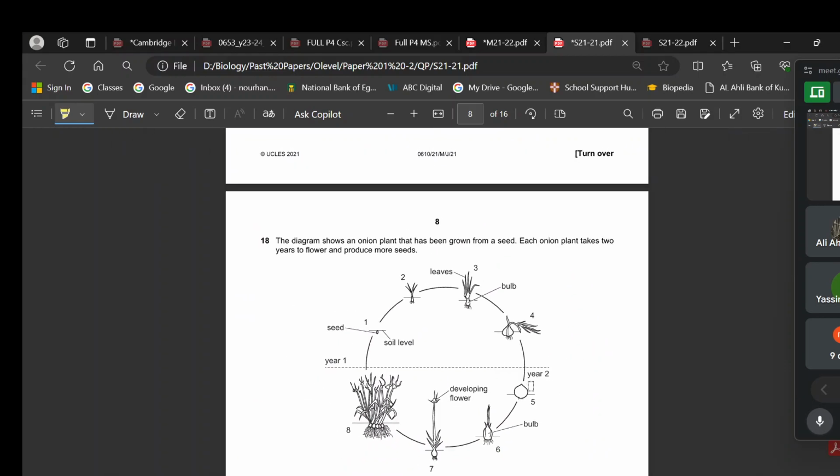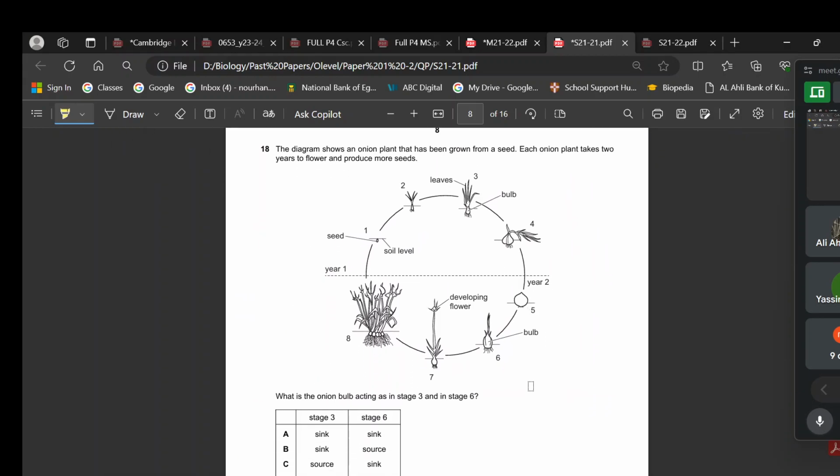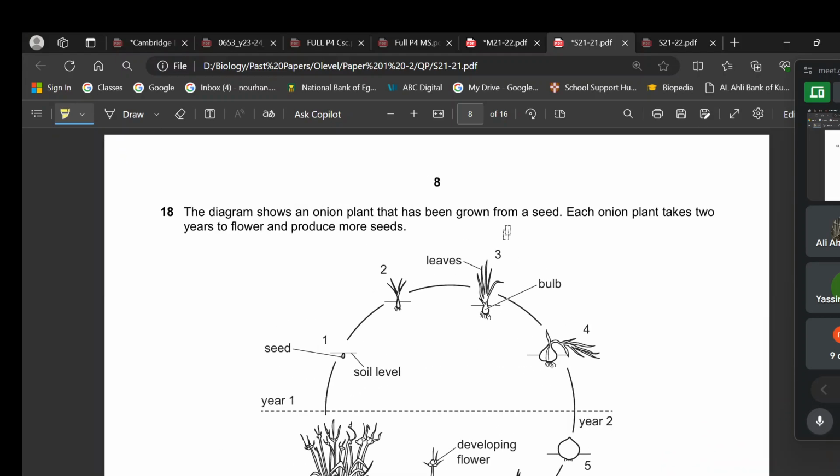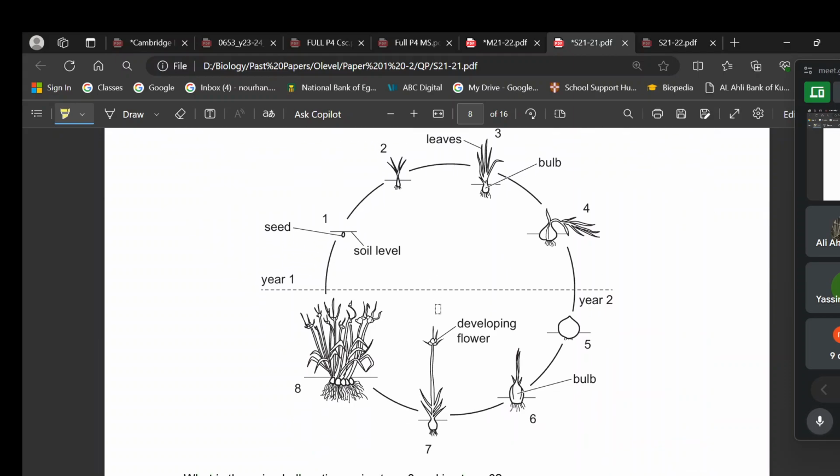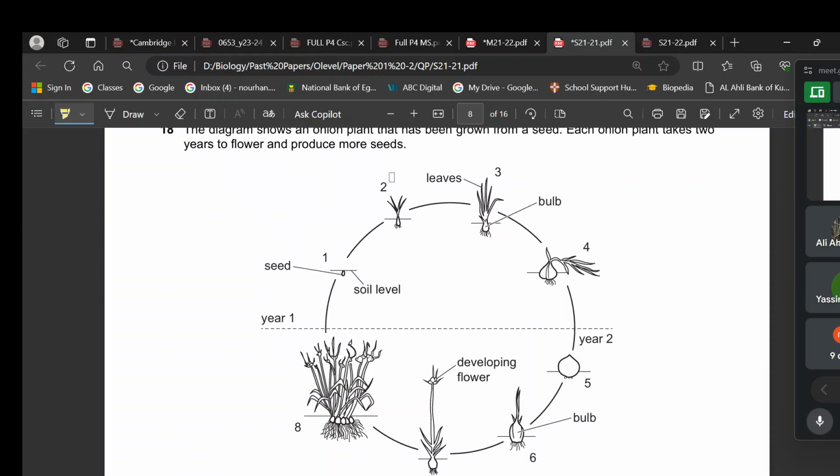A tricky question, a repeated question. So let's understand it. The diagrams show an onion plant that has been grown from a seed. Each onion plant takes 2 years to flower and produce more seeds. This is the seed, it grows into a plant, leaves, bulb, okay? And then here we left the bulb. The bulb grew again, developing a flower.